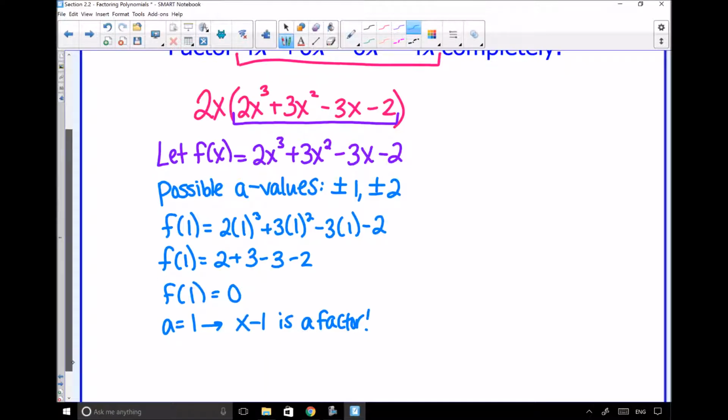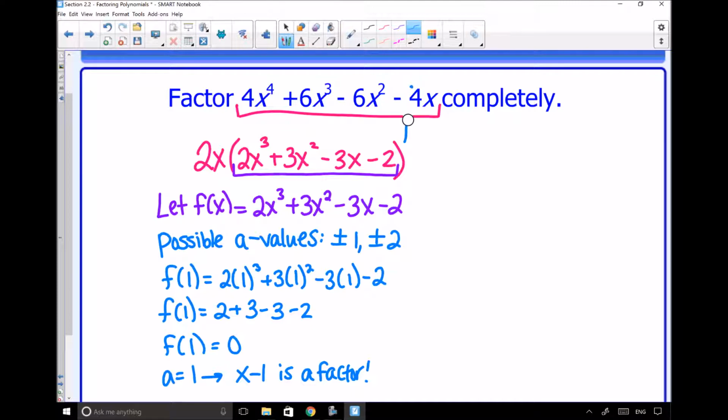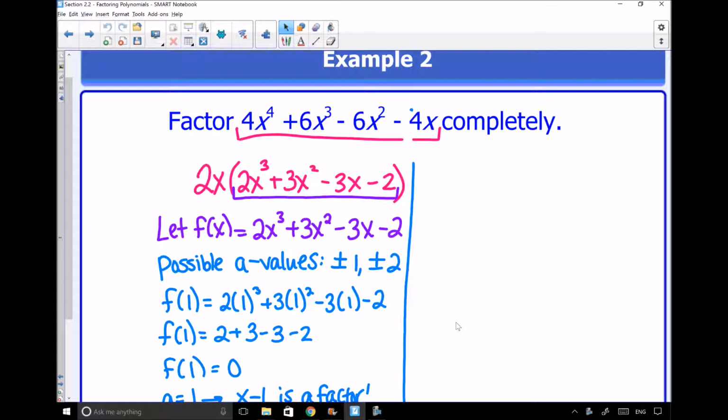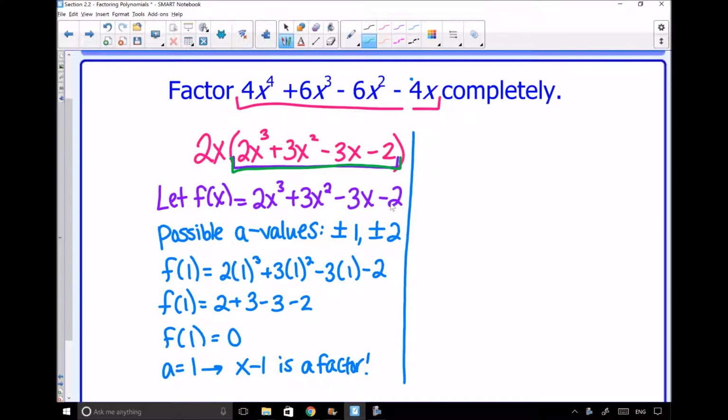Okay, so if x minus 1 is a factor, let's go ahead and use our synthetic division to figure out what the remaining values are. Well, since the remainder is 0 and we know that x minus 1 is a factor, let's divide it out and see what our quotient is going to be. So again, I'm going to use synthetic division. I'm only going to divide what we have in our brackets right here by our x minus 1. So my coefficients are 2, 3, -3, and -2. And since my a value is 1, I'm going to use 1 in my synthetic division.